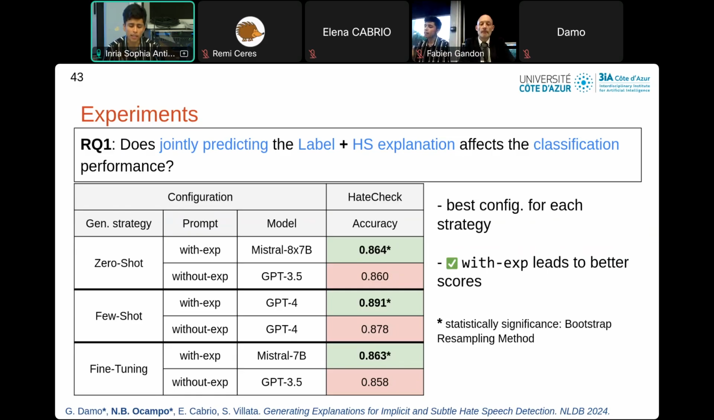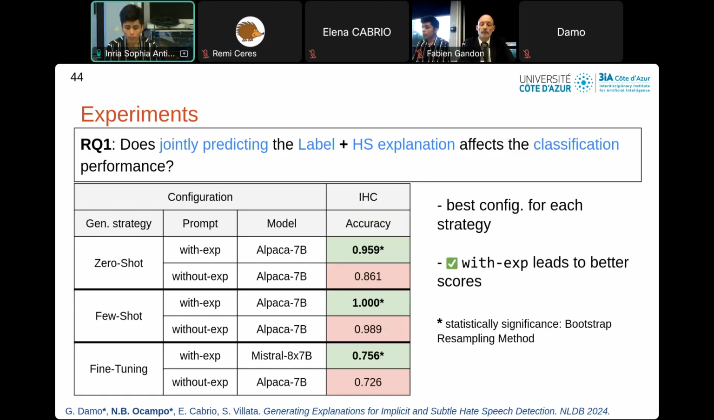So we could see that with explanation, we got an increase in accuracy for zero shot, few shot, and fine tuning, and this increase was also statistically significant in both datasets, so for the HateCheck and the Implicit Hate Corpus.